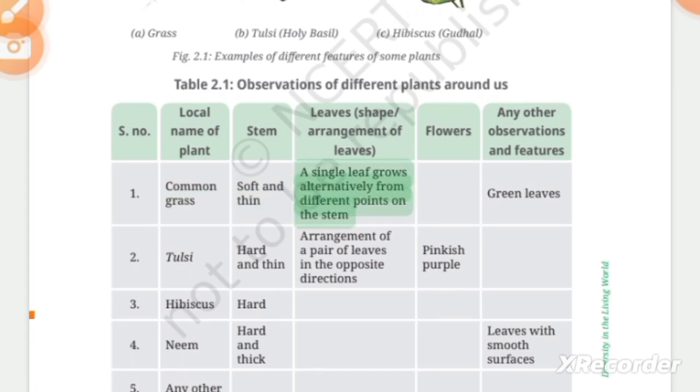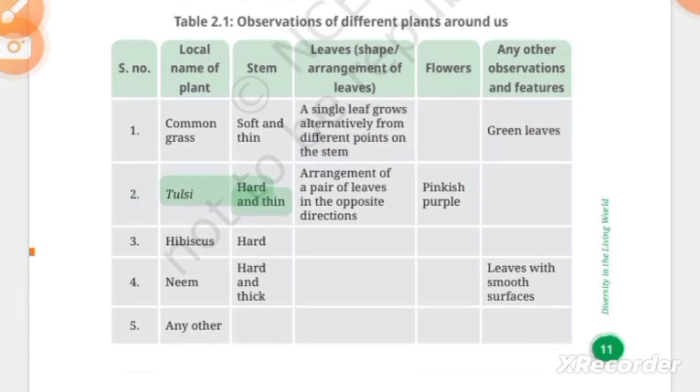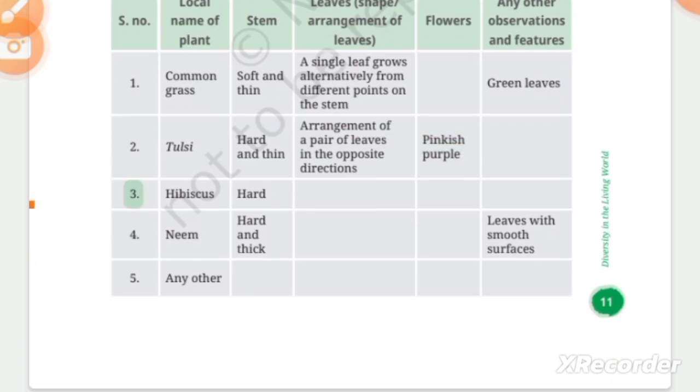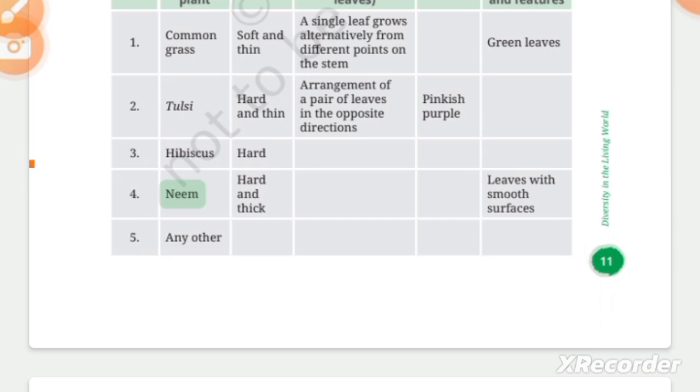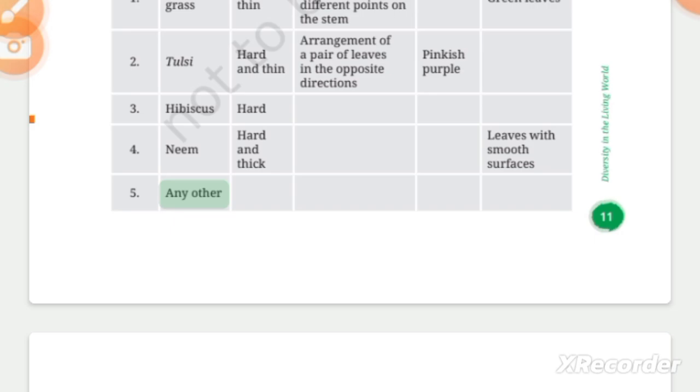A single leaf grows alternatively from different points on the stem. Green leaves. Tulsi, hard and thin. Arrangement of a pair of leaves in the opposite directions. Pinkish purple. Hibiscus, hard. Neem. Hard and thick. Leaves with smooth surfaces. Any other.